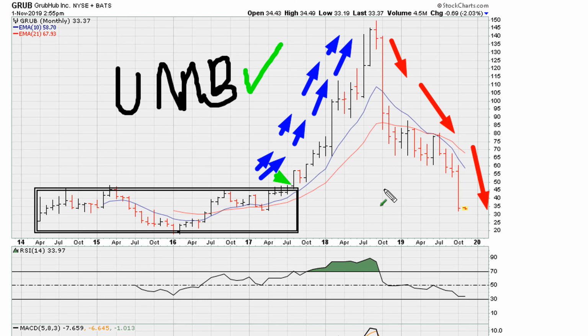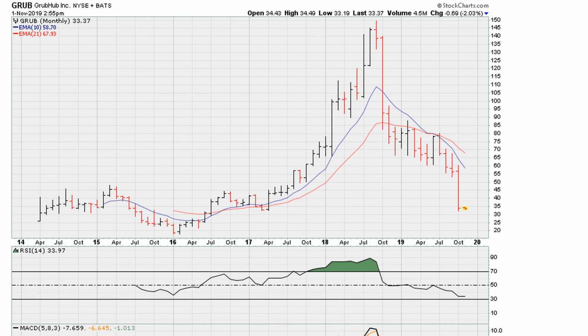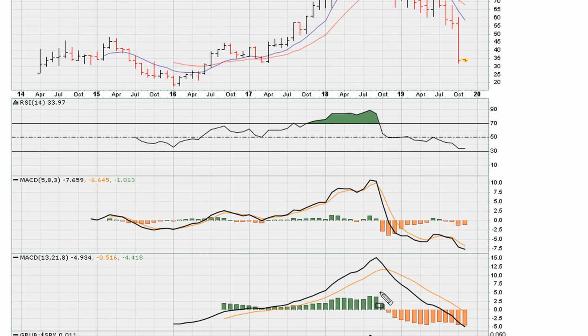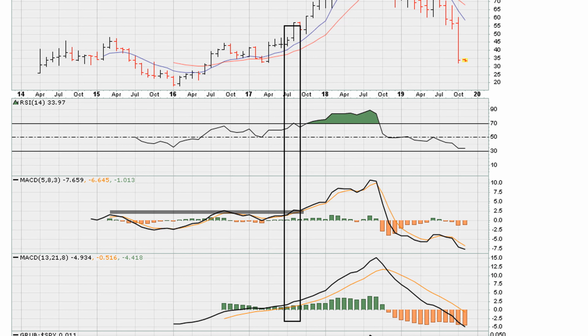Now, based on the minimum requirements for the ultimate Muathe breakout, we can see that this also coincides with your RSI moving to 3-year highs. And it also coincides with both MACDs, if not one of the MACDs. So let's take a look. We're talking about this period here, this breakout in price, somewhere there. We can see that the MACDs were also moving to 3-year highs.